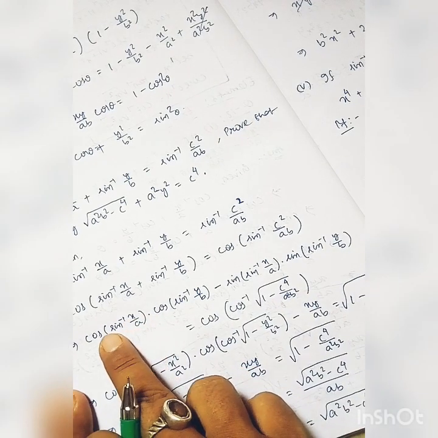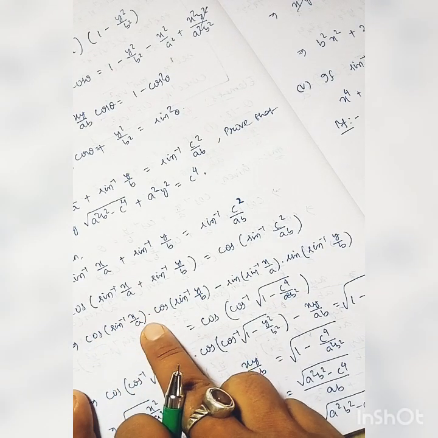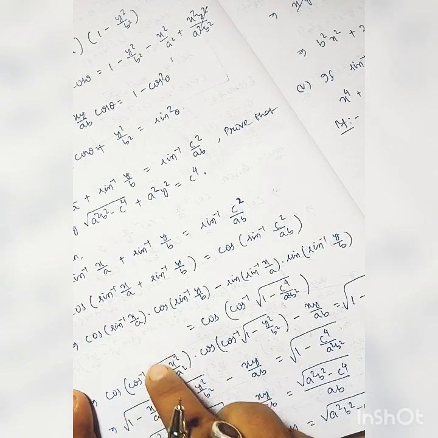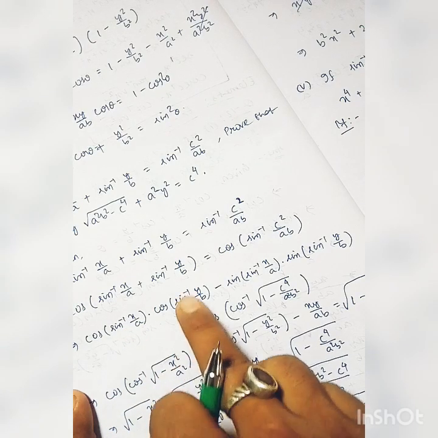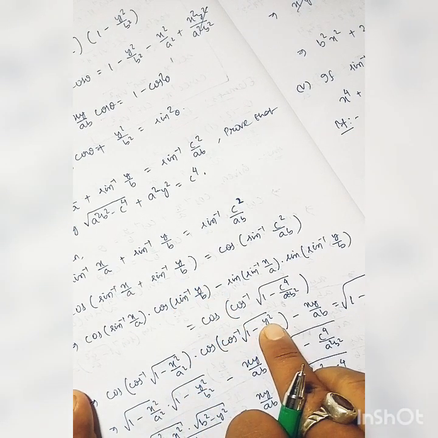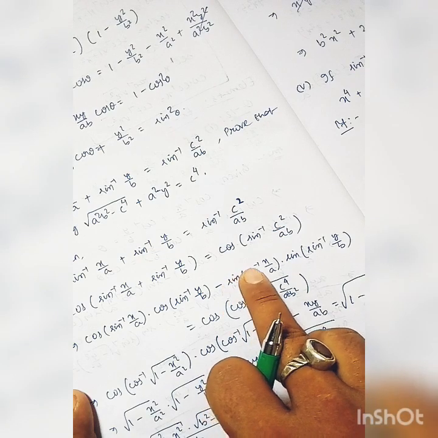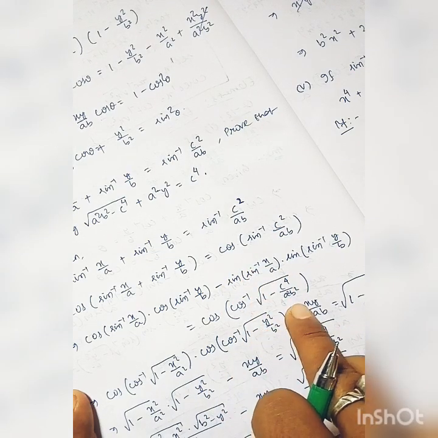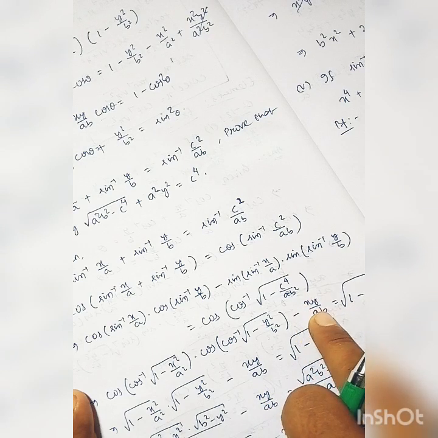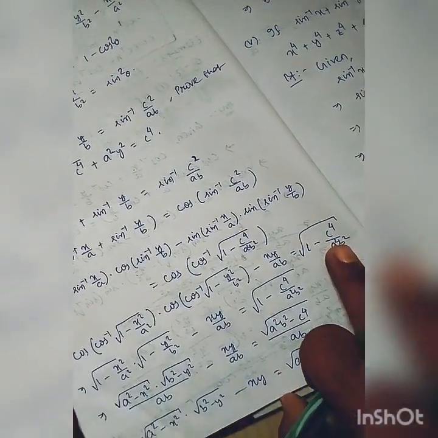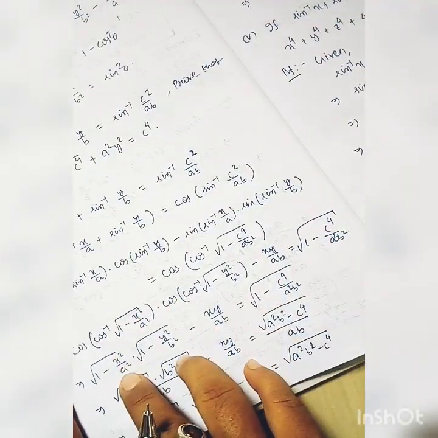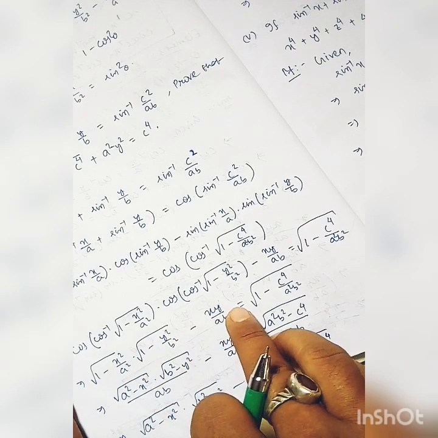Now again, cos of sin inverse x by a, we have to reduce sin inverse x by a to cos inverse of this. Again, sin inverse y by b equal to cos inverse of this. As sin of sin inverse of x by a, that is x by a into y by b, that is xy by ab. Again, the right hand side is this. Now this minus this equal to this.